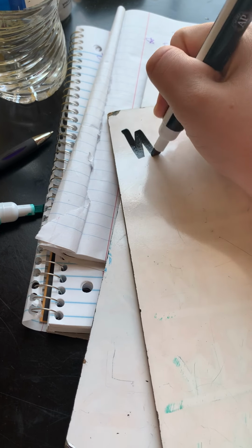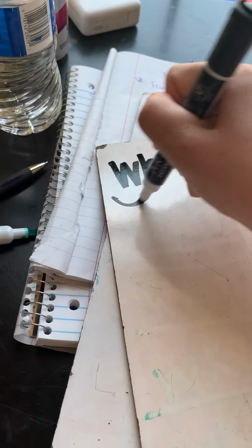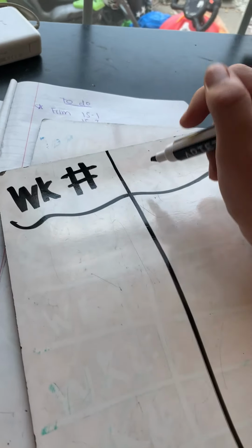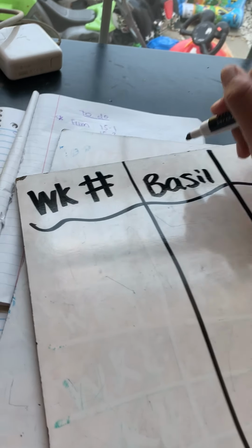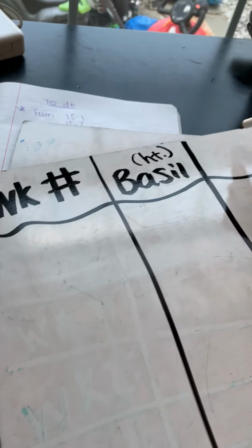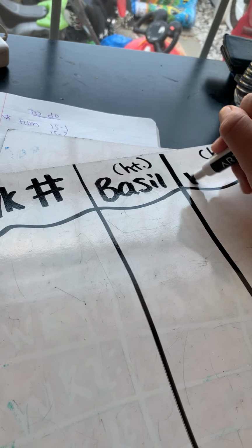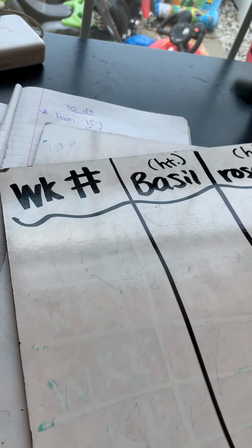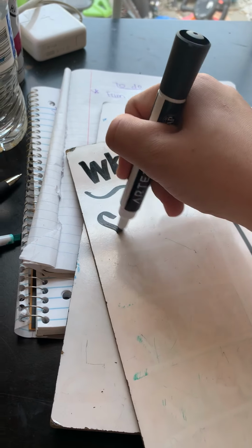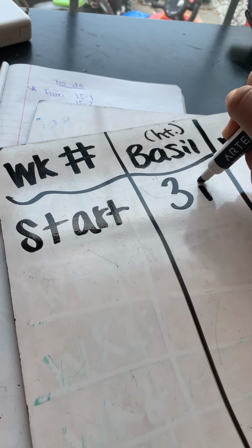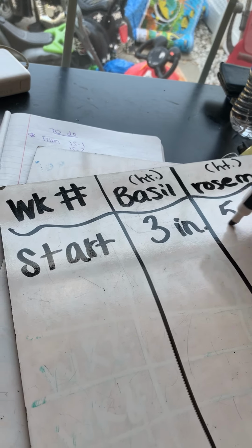I'm going to keep track of the weeks, the basil, the height of the basil, I should say, and the height of the rosemary. Okay, so we know at the very start, the basil was 3 inches tall, and the rosemary was 5 inches tall.